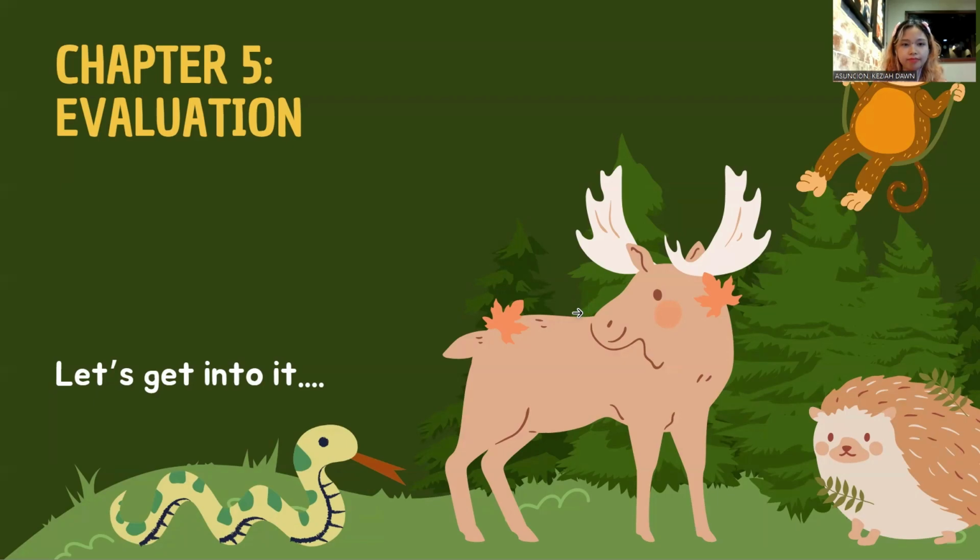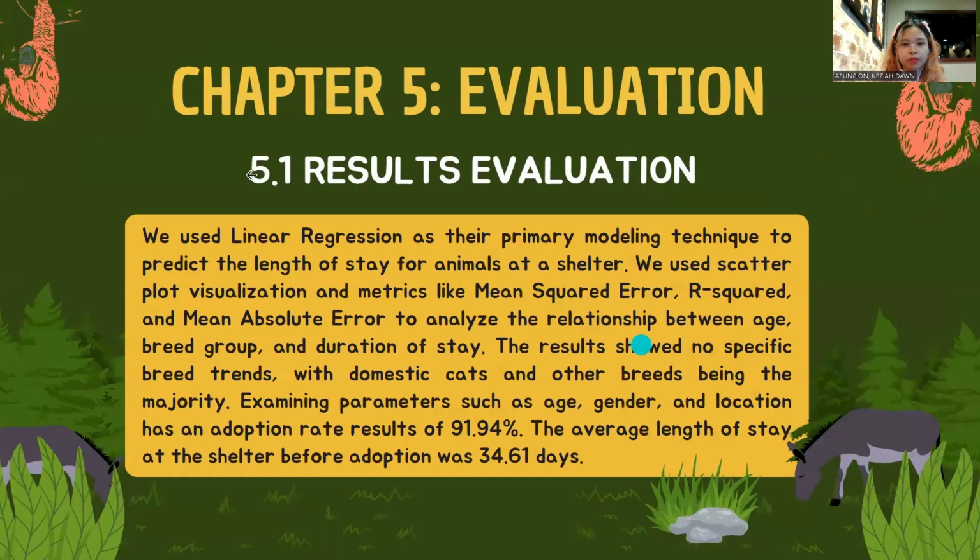Evaluation. Results evaluation. We use linear regression as the primary modeling technique to predict the length of stay for animals at the shelter. We use scatter plot visualization and metrics like mean square error, R squared, and mean absolute error to analyze the relationship between age, breed group, and duration of stay.